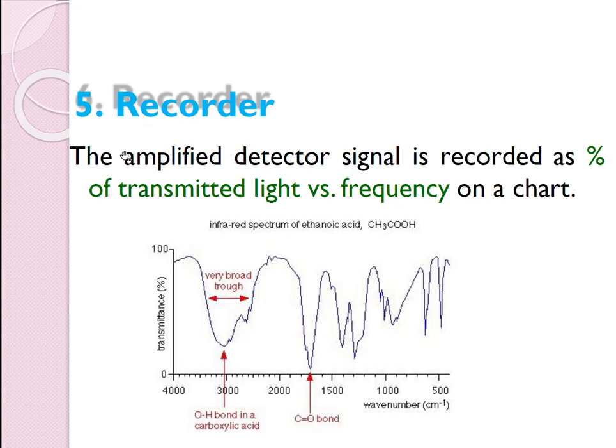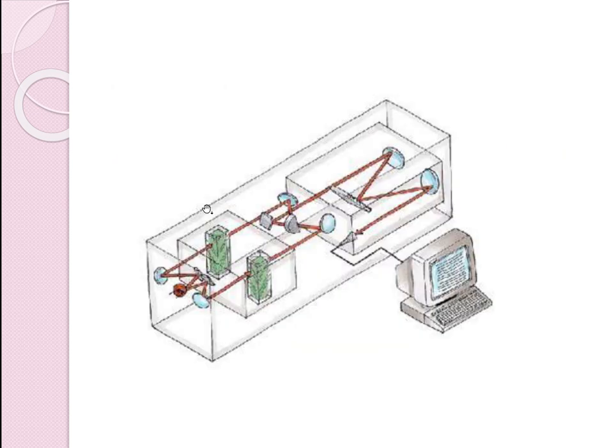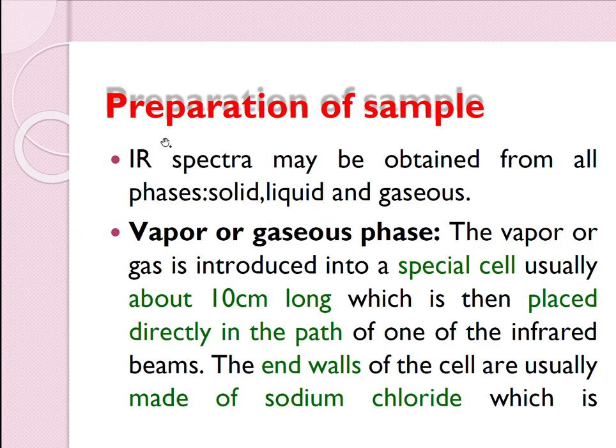And finally, the recorder. The amplified detector signal is recorded as percent of transmitted light versus frequency on a chart. So this is the instrumentation. So now we'll see the sample preparation.